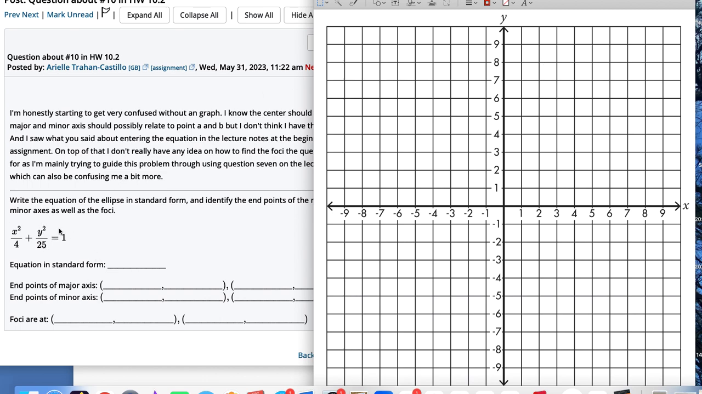Okay, so for this one, we're given the equation and asked to write it in standard form, like what you wrote above. You just write this as the 2 squared and this is 5 squared. It's a dumb computer thing. And then you mentioned you're having a hard time without a graph. I agree. I wouldn't try to do this without a graph.